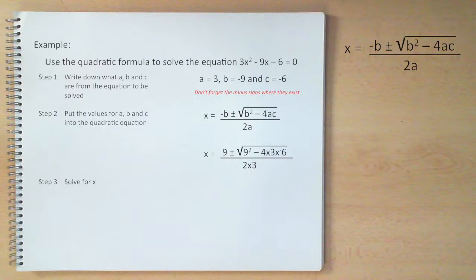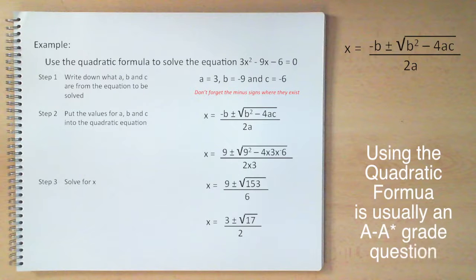Finally, the simple bit, solve that equation, work out what x is. Just evaluate it really. So we get, in this instance, x is equal to 9 plus or minus the square root of 153, all over 6. We can simplify this, and I'm not going to show you how to do this, you should be able to do this yourselves by now. x is equal to 3 plus or minus root 17, all over 2.